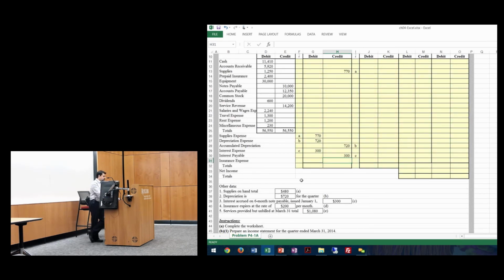Insurance expense. I'm sorry, insurance expires at the rate of $200 per month. Now this is per month, yes. On the one before, how do we not credit notes payable? Why do you not credit notes payable? That's an excellent question actually. Now why don't we credit directly notes payable?